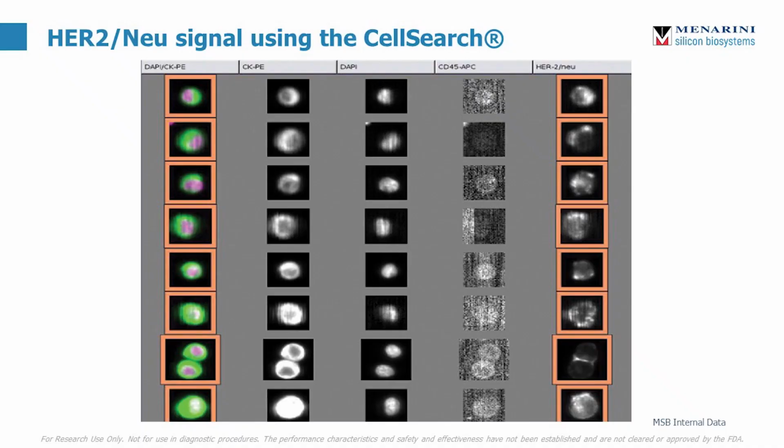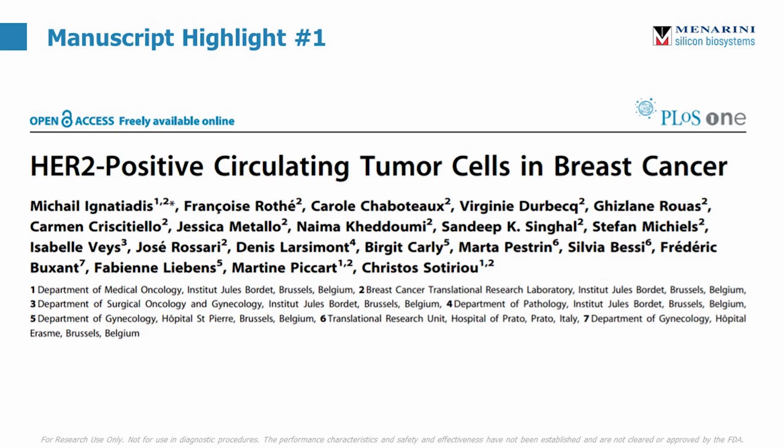Here's an image from the CellSearch using a HER2 marker for the 4th channel, which is shown in the column all the way to the right. As you can see, these are cells that are positively identified as circulating tumor cells that are also positive for HER2 expression. One of the papers I wanted to highlight is a study done at the Institut Jules Bordet in Belgium, looking at HER2 positive circulating tumor cells in breast cancer.